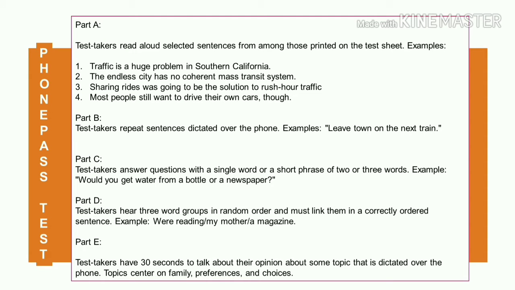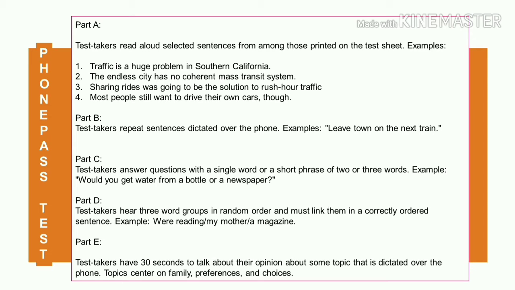There are 5 sections in the task of PASS test. Part A. Test takers read aloud selected sentences from among those printed on the test sheet, like example number 1 through number 4 in Part A. The teacher chooses number 2 for the student to read. Then the student will read number 2. Part B. Test takers repeat sentences dictated over the phone.